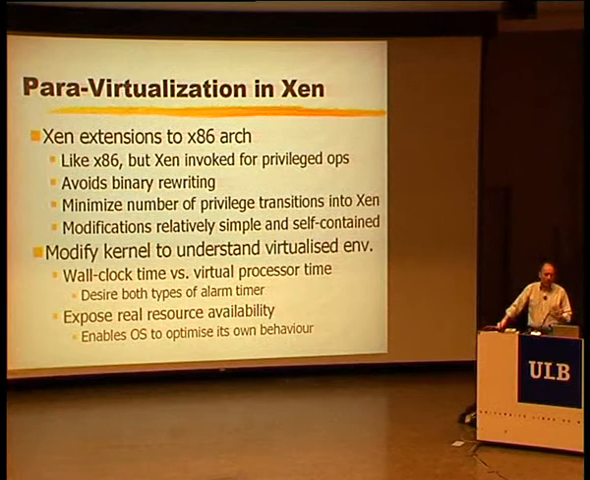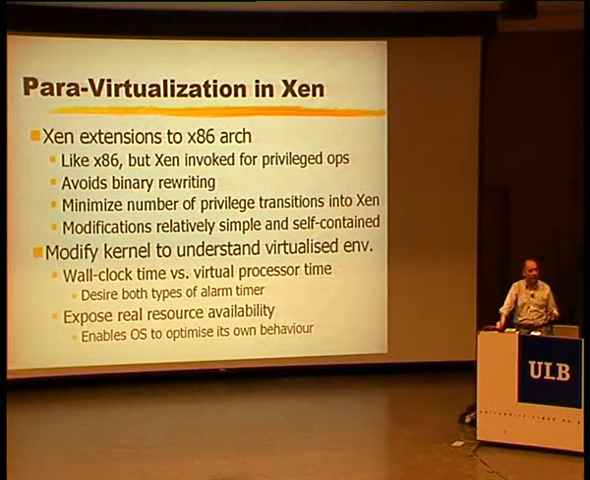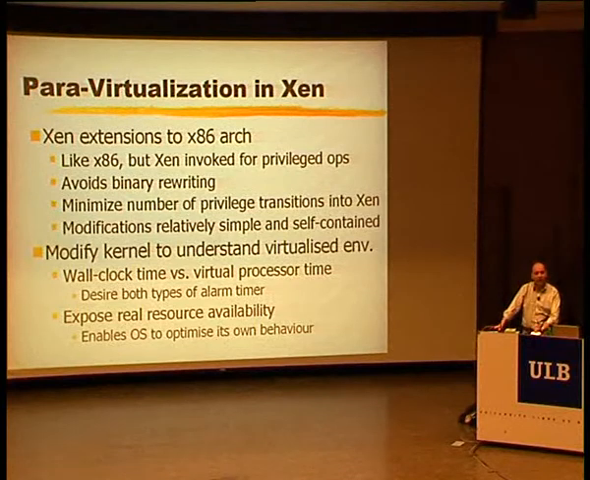One of the key things is that the kernel has to call into Xen to do certain kinds of privileged operations. So if it wants to change page table base or something like that, it can't do it directly. In x86 terms, it can't write to CR3 directly. It needs to call into Xen to ask it to do it on its behalf.